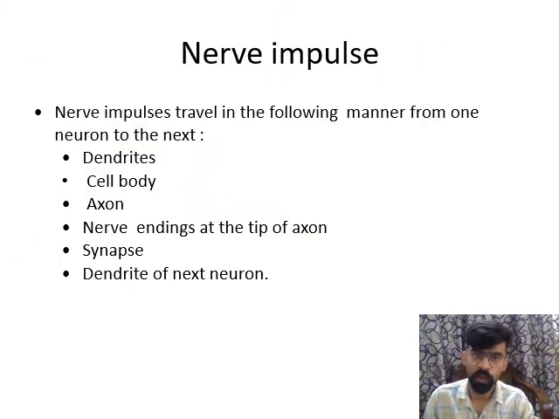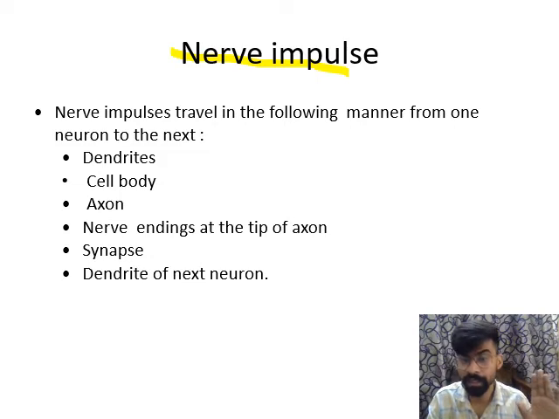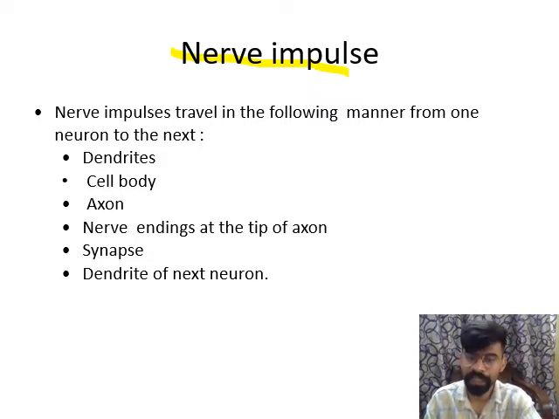Now, what is a nerve impulse, and how does a nerve impulse travel? This is a very important topic, and I think last to last year this question was in your board exam also. What is a nerve impulse? A nerve impulse is the message generated in the neuron, and this message travels from one neuron to the next neuron, and then to the next, till it reaches the brain.